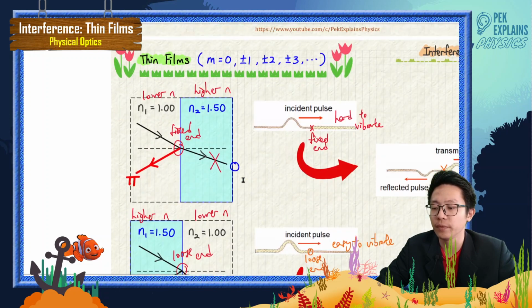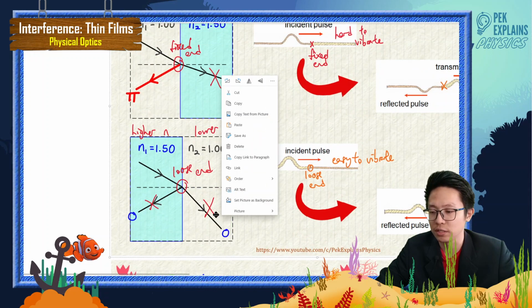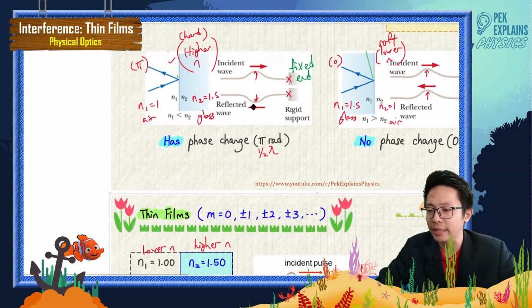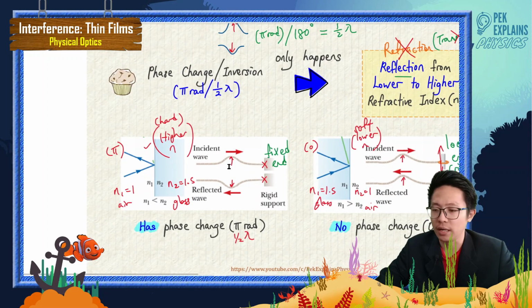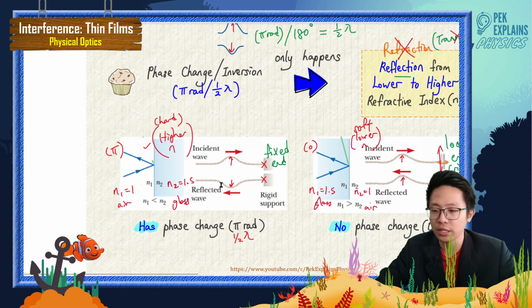The refraction also has no phase change. So look at this one. What is phase change? This one has phase change. The wave is initially going up, but when it is reflected from a fixed end, the wave goes below. You see that?